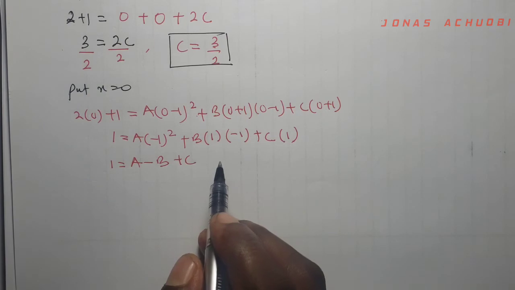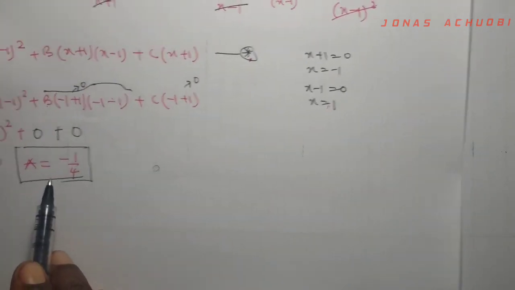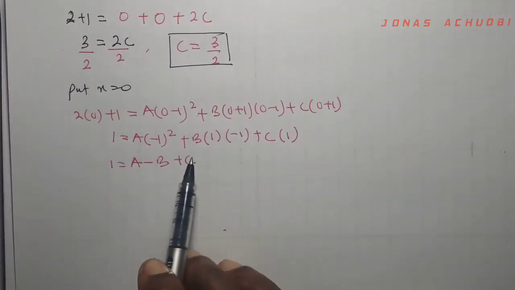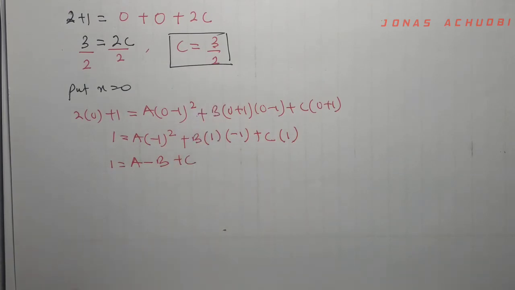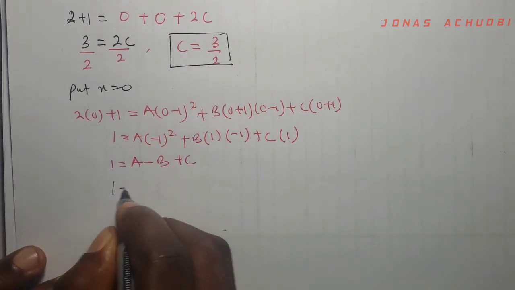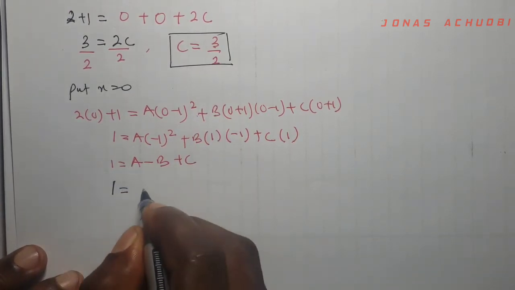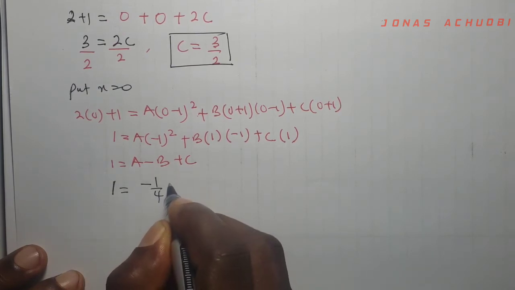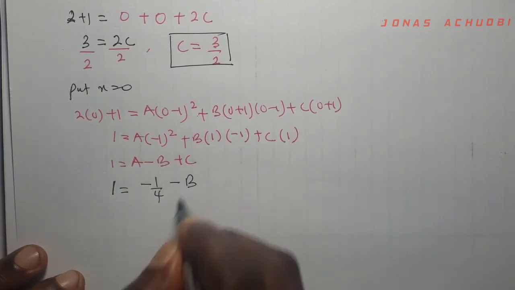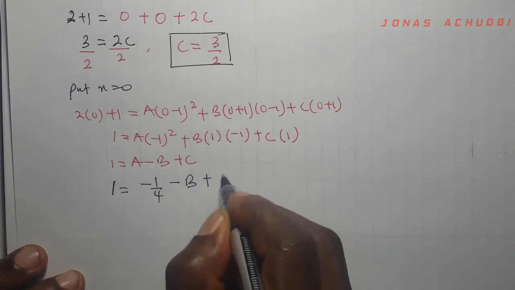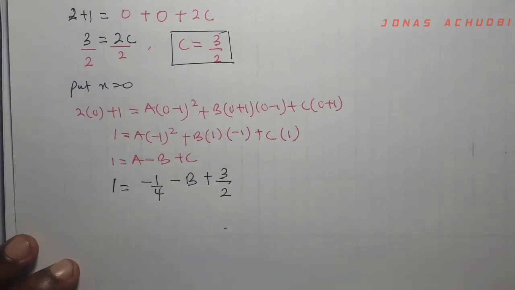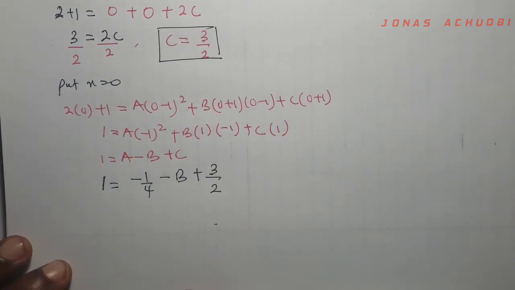However, we had already found the value of a as minus 1 over 4 and the value of c as 3 over 2. So we'll just put the values down here. So 1 is equal to, what is a? A is minus 1 over 4 minus, what is b? B is not known, plus c. What is the value of c? 3 over 2. So we'll now work this out to find the value of b.